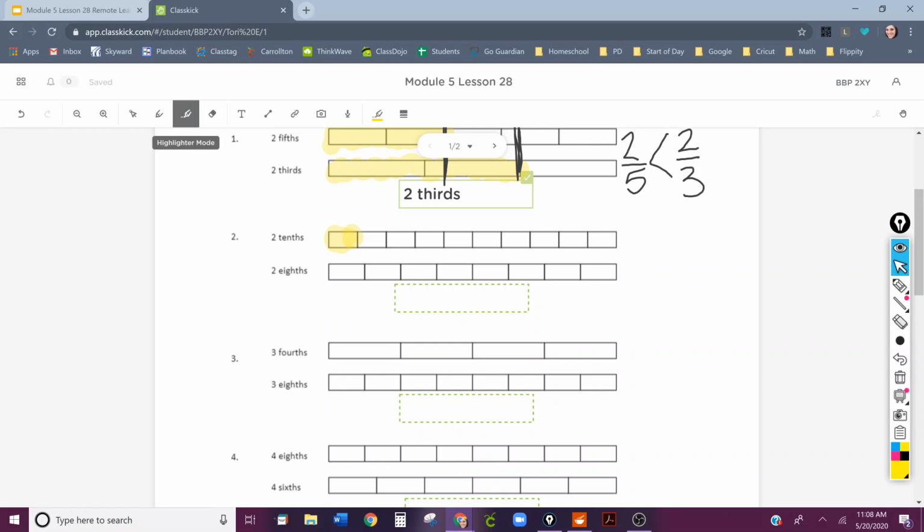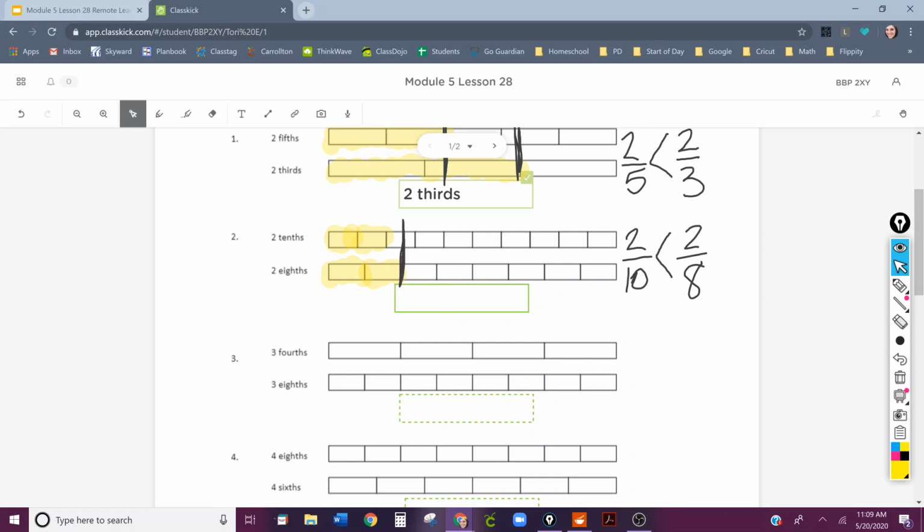One piece, 2 pieces. Now these ones are a lot closer in size, but you can see that the 8 pieces is still longer, which means it takes up more space, and that is the larger fraction. So I'm comparing 2/10 and 2/8, and we said the 2/8 is bigger, so the alligator is going to eat the 2/8. 2/10 is less than 2/8.